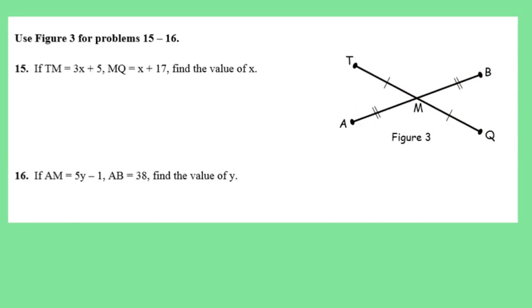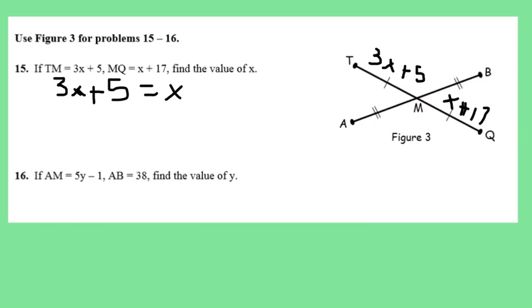Segment TM is equal to 3x plus 5. So this one here, 3x plus 5. MQ, x plus 17. And we're told just to find the value of x. We won't even plug in right now. Okay, just find the value of x. Again, we know they're equal. So again, all I want you to do is to show me mathematically what it means to be equal. And really, it's just showing those two are equal.